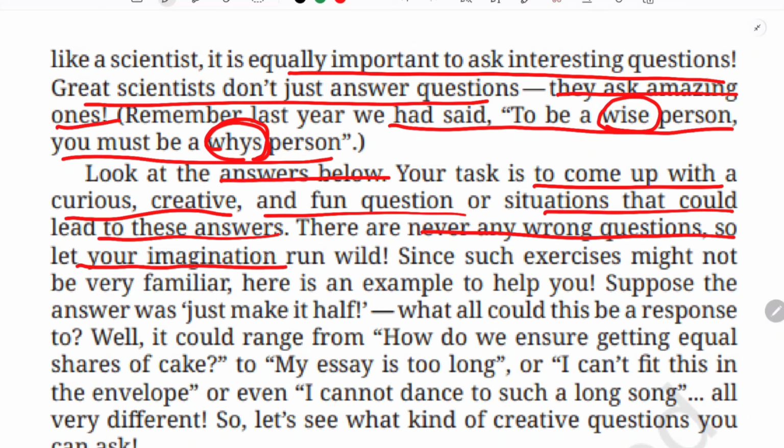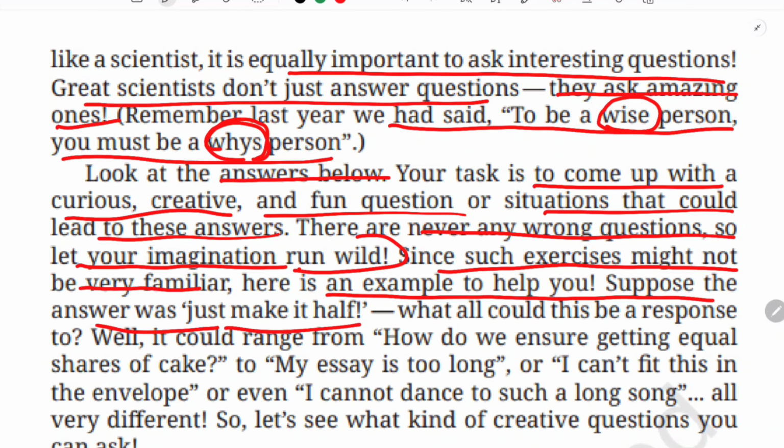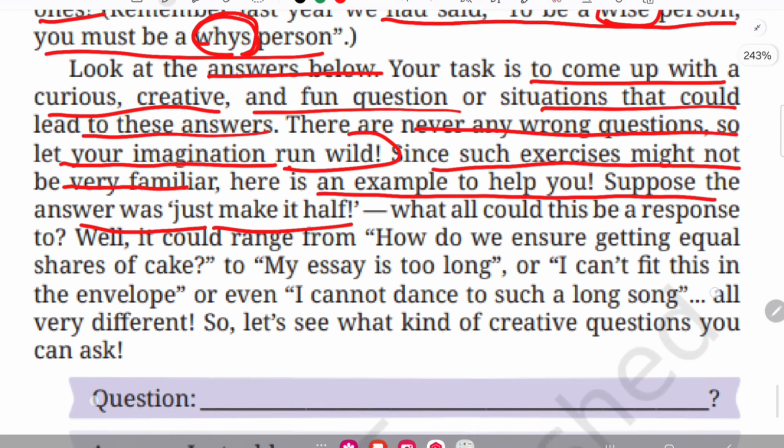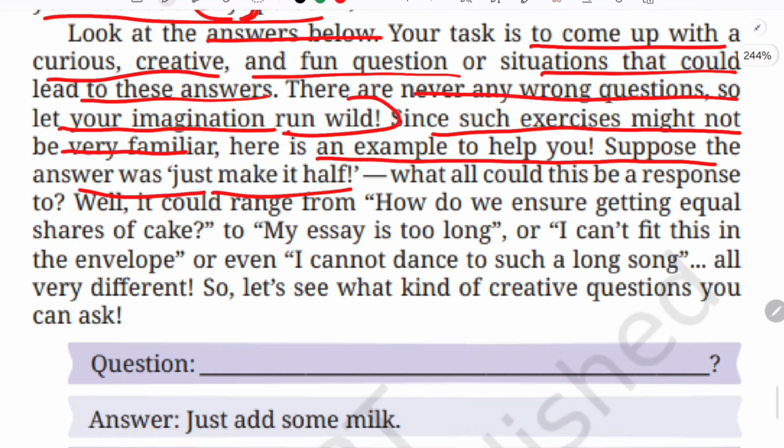So let your imagination run wild. Run your imagination and try to make questions for those answers, okay. Since such an exercise might not be very familiar, here is an example to help you. Suppose the answer was just "make it half." Suppose they have just given this answer, just make it half. So what will be the possible question here, okay?